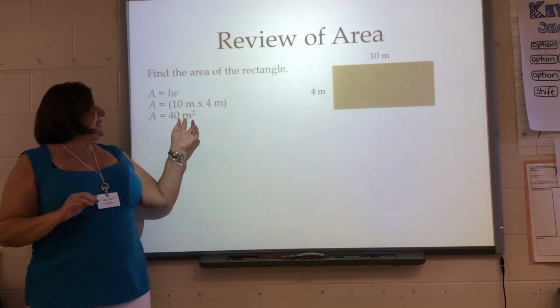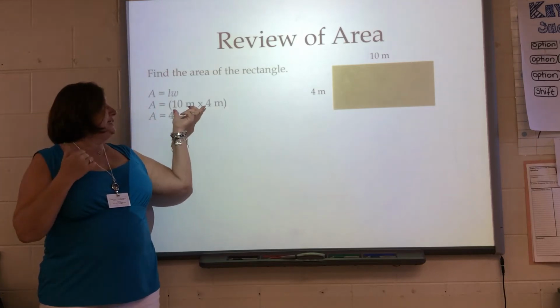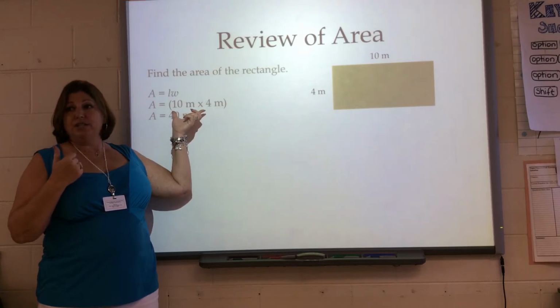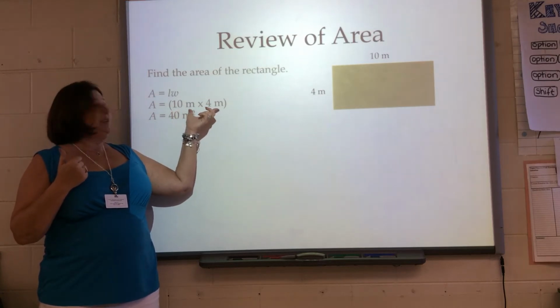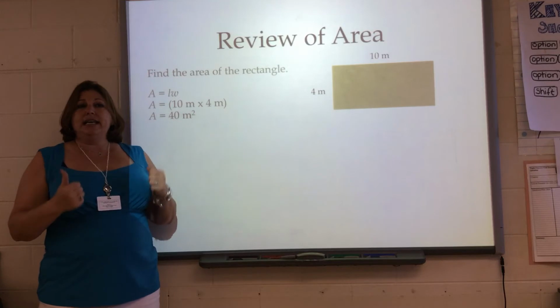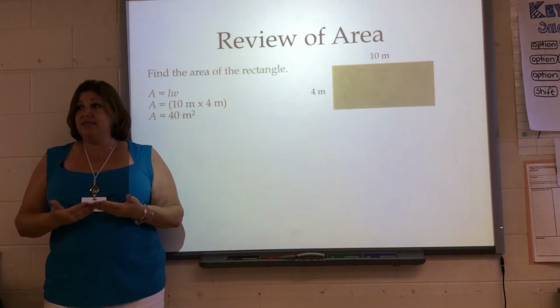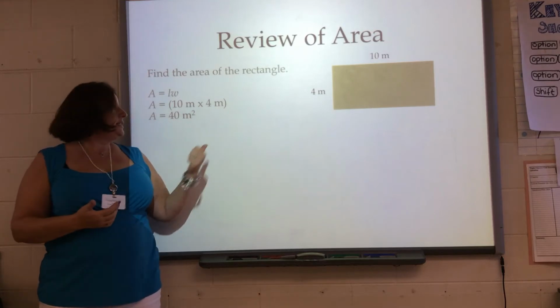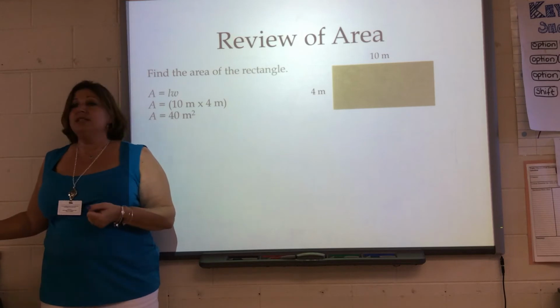The reason that we say meters are squared is because not only are we multiplying our numbers together, but then we have to multiply our units together. And anything times itself is going to be that unit squared. So we get 40 square meters.